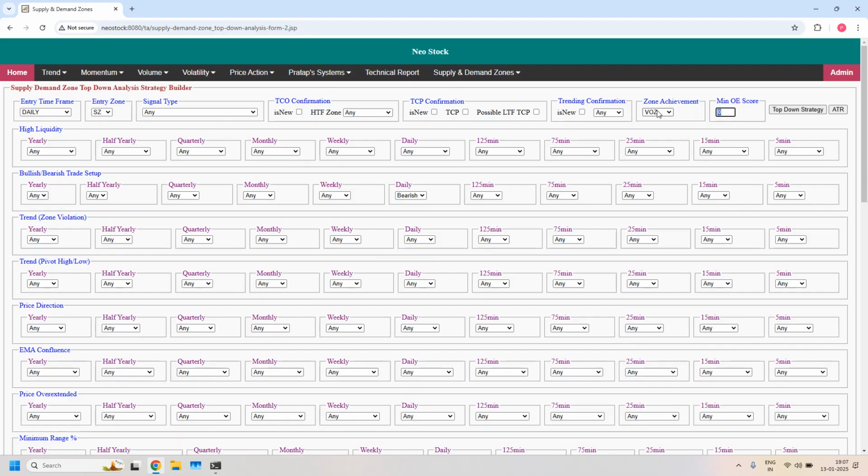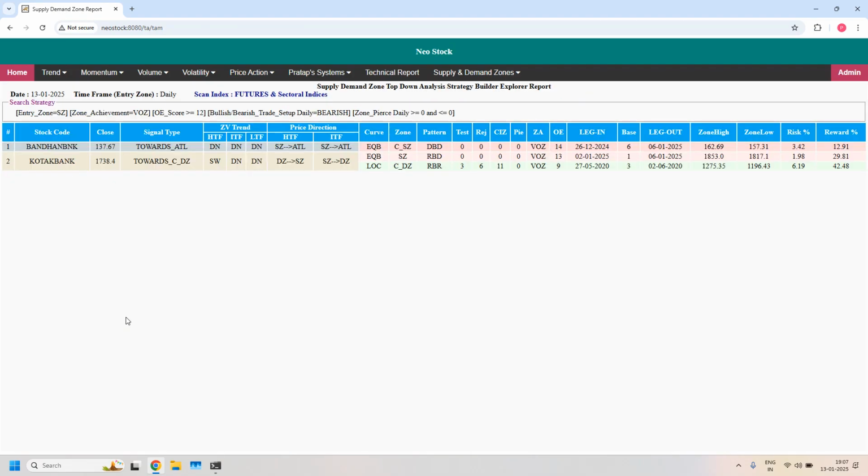Minimum odd enhancer score is 12. All 3 filters are applied to the daily supply zone. Actually, pierced zones need not be filtered in the daily time frame, but anyway, the values are already set. We got 2 stocks. Currently, these 2 stocks are supporting a bearish trade setup for daily income trade, monthly income trade, and these entry zones are daily supply zones.